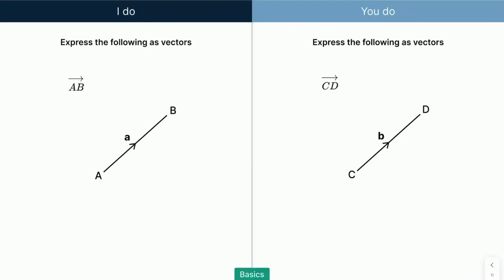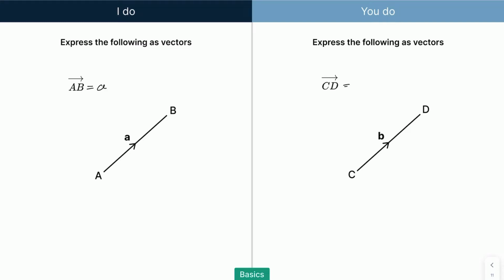So the way my videos work, I'm going to do the example on the left, which is "I do". You are then going to press pause and have a go at the example on the right, which is "you do". So looking at the first one, we've been asked to express AB as a vector. Reading this, there's an arrow at the top. It's going from A to B. That's important here. So on the diagram, we are going to go from A to B, and we can see to go from A to B in this direction, the answer is just going to be a, nice and easy to start with.